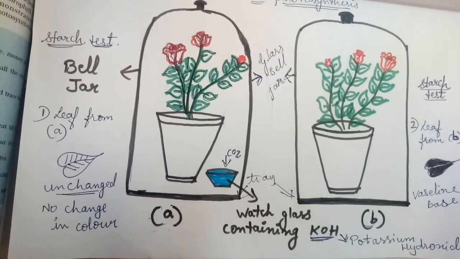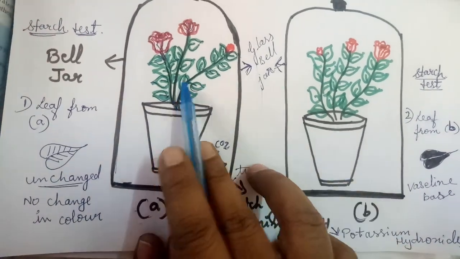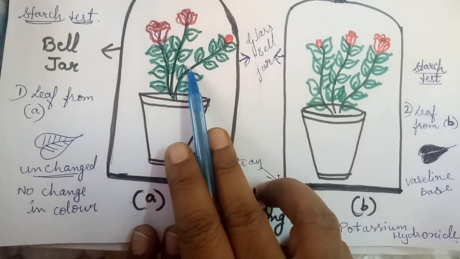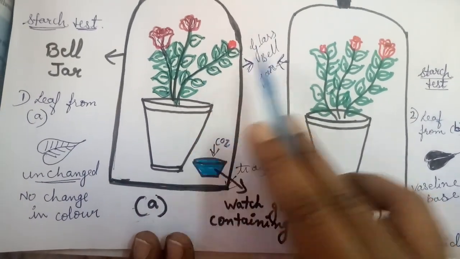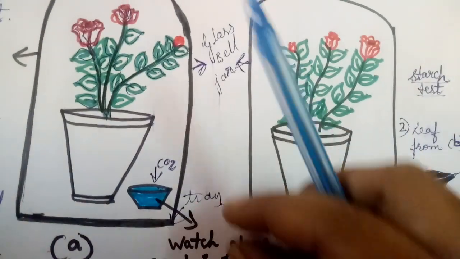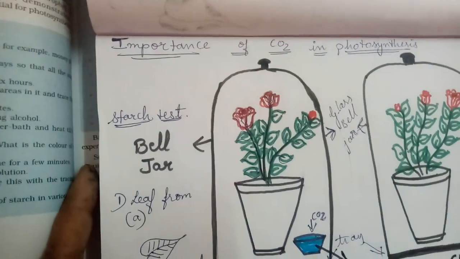After 5 to 6 hours, we have to again select one leaf from both of these potted plants. From potted plant A, select one leaf, and from potted plant B, select one leaf. Select one leaf means we have to pluck that leaf. And the same way, we have to carry out the same experiment that we did in the previous experiment.